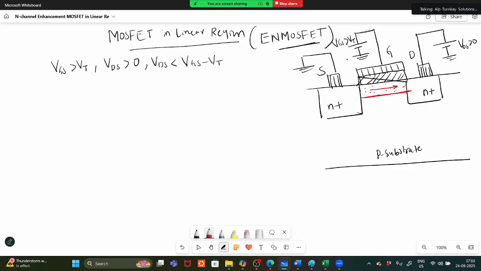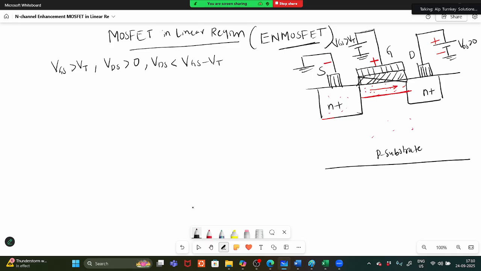Why? Because you are applying some positive voltage, the minority carriers will be attracted. With respect to the source, you are applying a positive drain to source voltage, so relative to the drain the source is negative. The majority carriers here will be repelled, and the electrons will be attracted towards the drain. So the movement of these electrons is from source to drain.